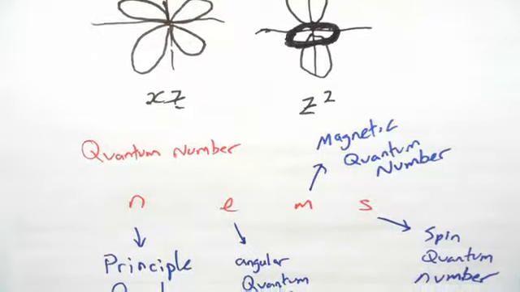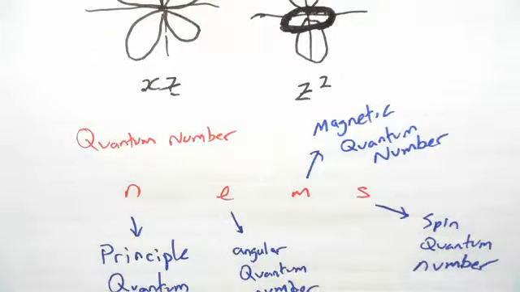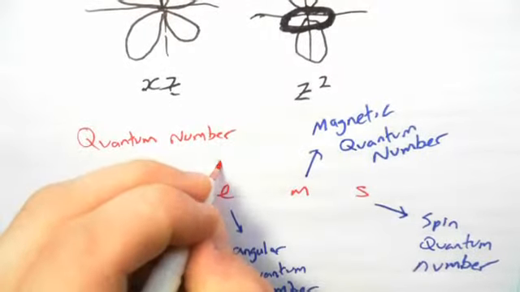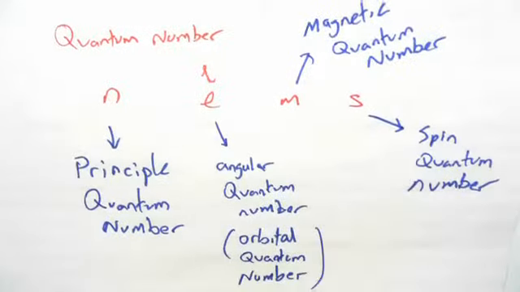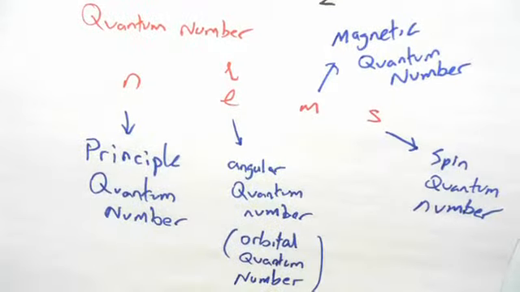So quantum numbers are numbers that describe where an electron is. Each electron has four separate quantum numbers. It has n, which is the principal quantum number. It has L, which you can write as a nicer L if you would like. That's the angular quantum number or the orbital quantum number. There's M, which is the magnetic quantum number, and S, which is the spin quantum number.